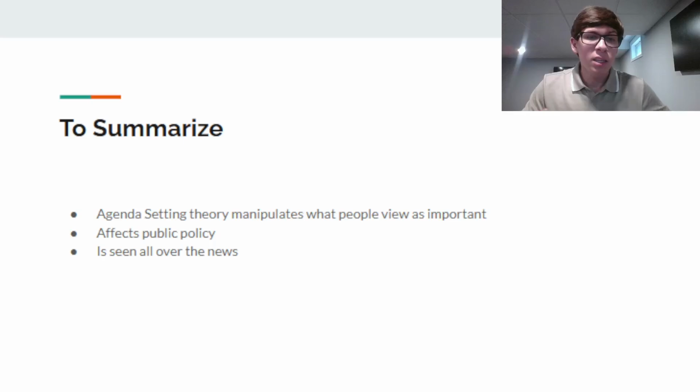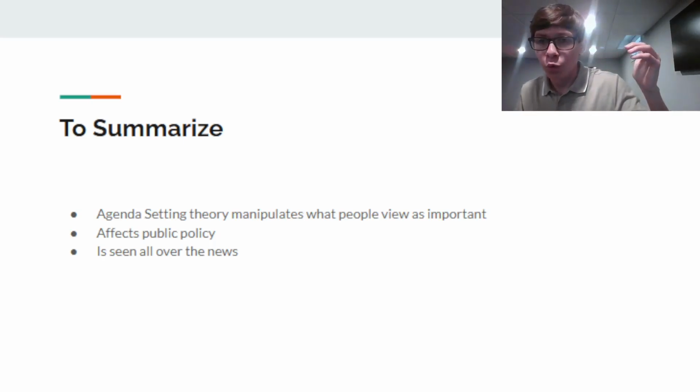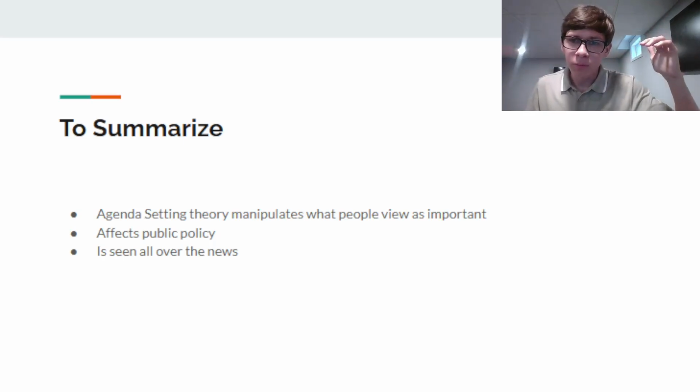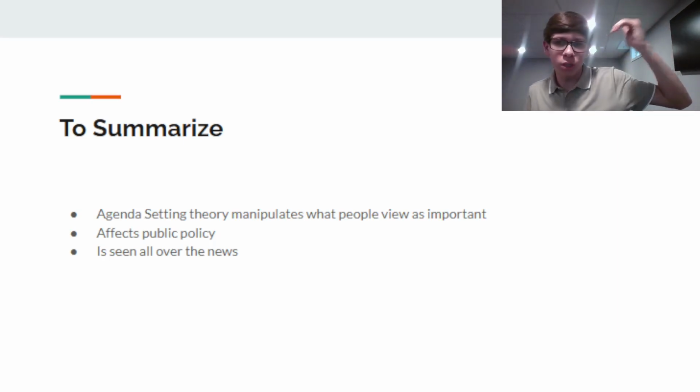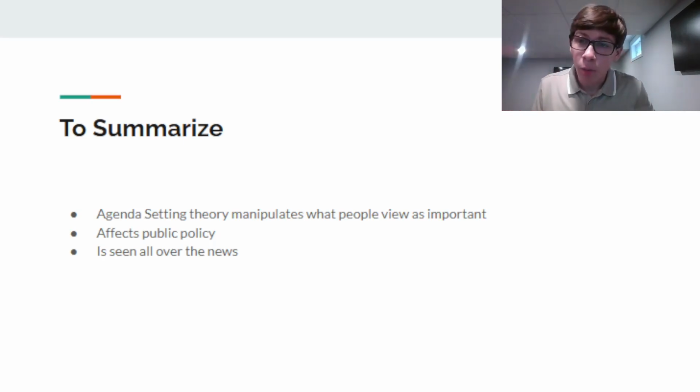To summarize, the agenda setting theory manipulates what people view as important. This is done by media outlets showing specific stories and titling them as important, and taking other stories and pushing them down to the bottom or raising those initial stories up. It also affects public policy and can even shape how people view different topics, and it's seen all over the news. So, with that being said, it's important to understand the information that you are getting and to take it all with a grain of salt to make sure you understand all sides.